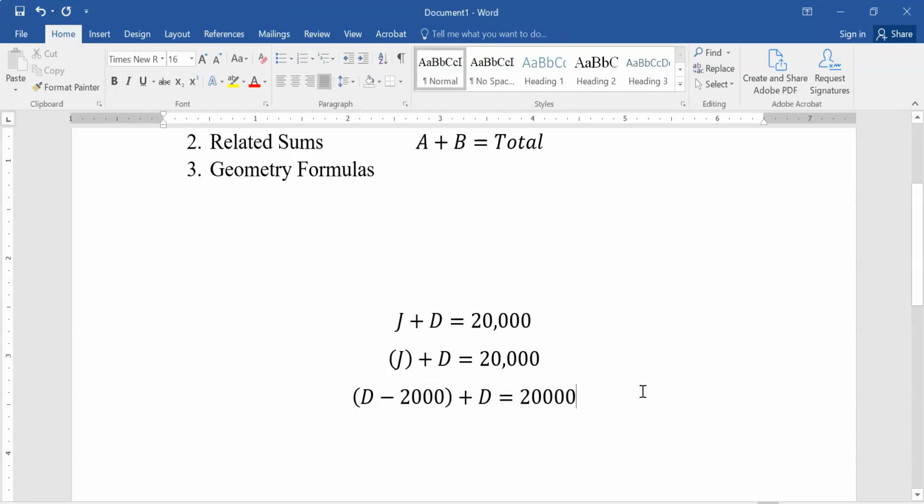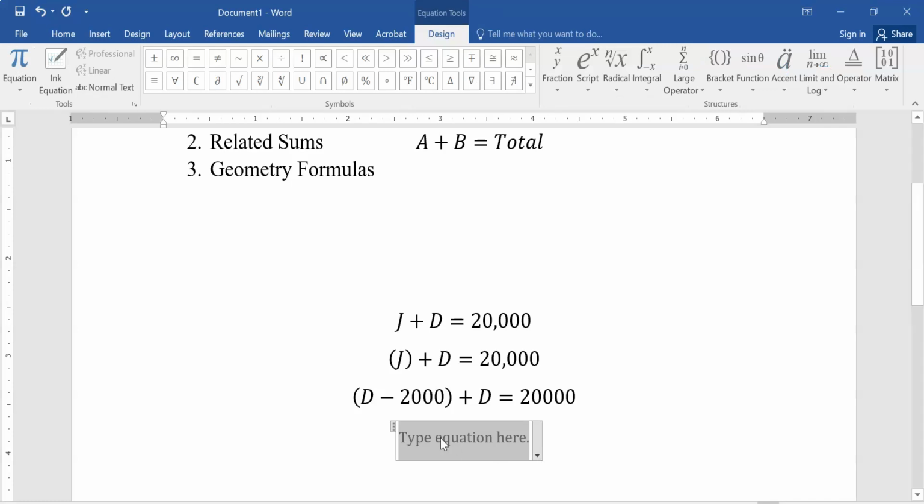And now I have an equation in one variable. That variable is obviously D. And so I can solve this equation for D. So this is how we're going to do every related sums problem like this.